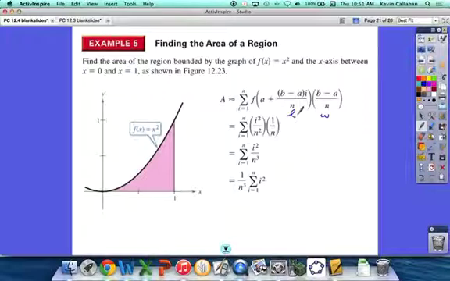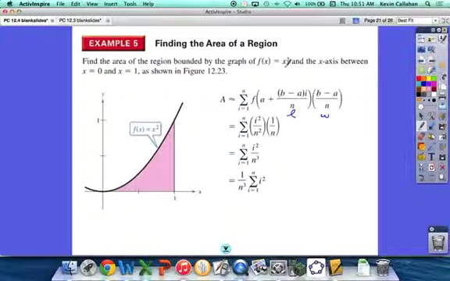Now, the b minus a, we know what they are, so we don't need to keep b minus a. B minus a is 1. That's how they can go from this to this. B minus a is 1 over n, and a is 0. So then what they didn't show, since it's x squared, if you take i over n and plug it into x squared, you get i squared over n squared. Now simplify that. That's i squared over n to the third.